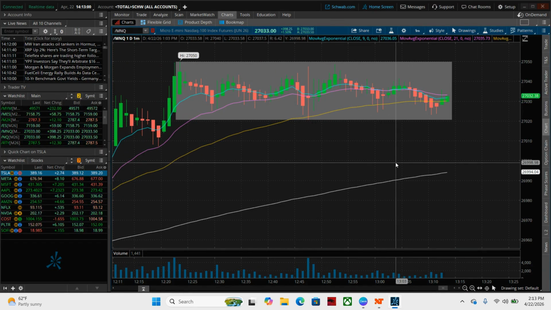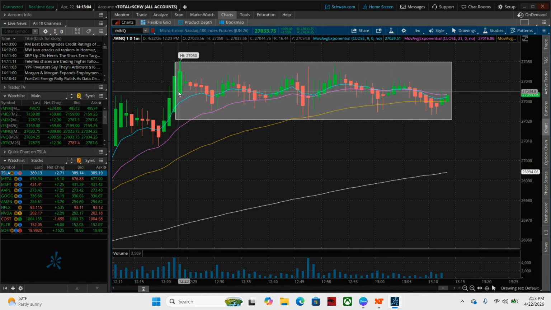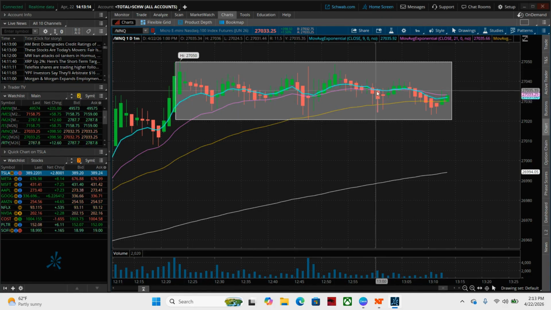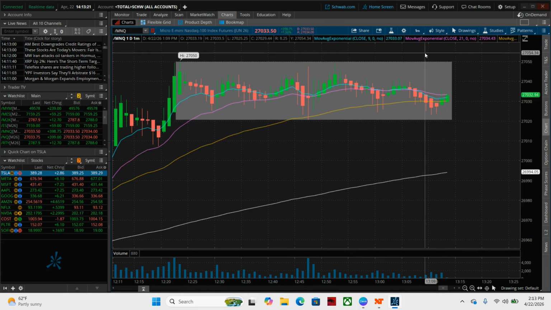For now, I've been trading, but I'm just looking at this because since 12, we've been using this range. As you can see, I put the box. I wanted to see if we could break above this, so we could then take a trade.